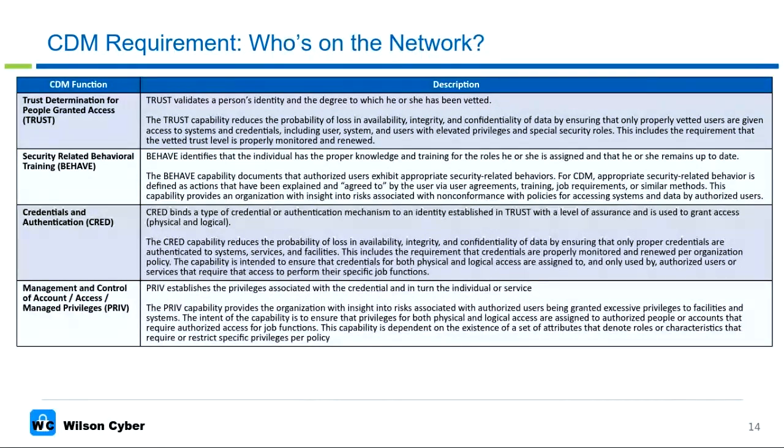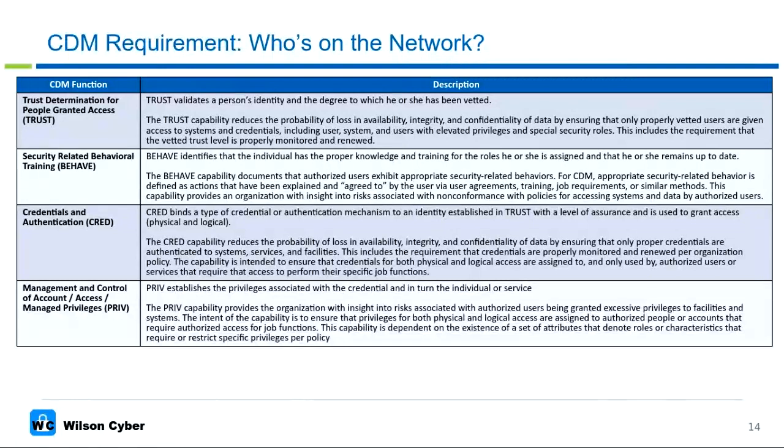The second function under who's on the network is behave, or security-related behavioral training. Behave identifies that the individual has the proper knowledge and training for the roles he or she is assigned and that he or she remains up to date. Behave capability documents that authorized users exhibit appropriate security-related behaviors. For CDM, appropriate security-related behavior is defined as actions that have been explained and agreed to by the user via user agreements, training, job requirements, or similar methods.